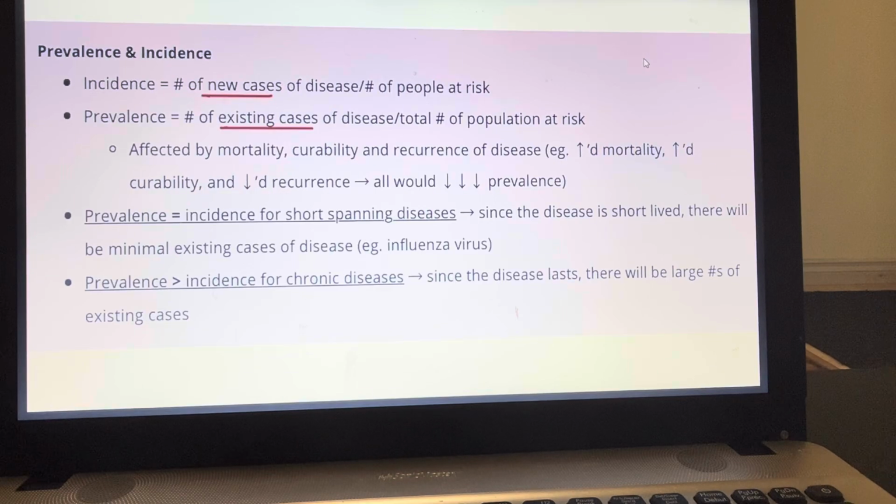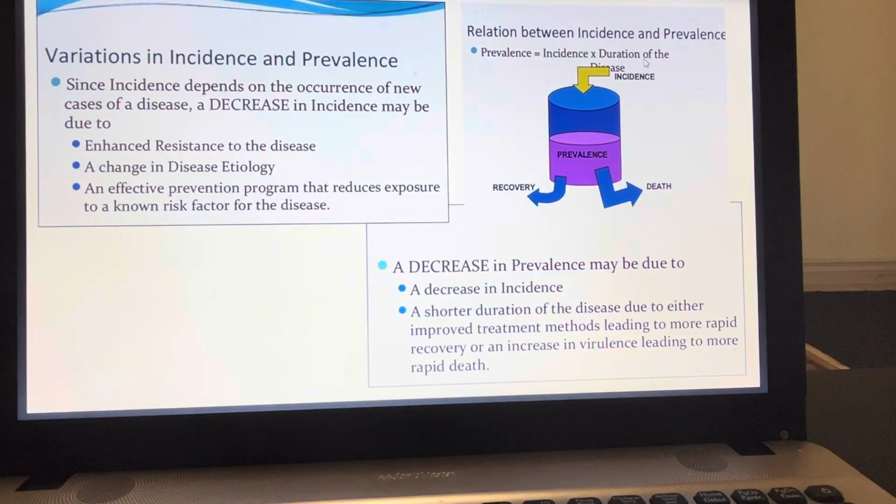This is a very important slide. Now we have the variation in the incidence and prevalence. Since incidence depends upon the occurrence of new cases of disease, new cases may decrease if there is an increased resistance to the disease, a change in the disease etiology, where the same etiologic agent is not causing the disease anymore, and then we have an effective prevention program that reduces the exposure to the known risk factor. Just like that, it will not cause any new cases.